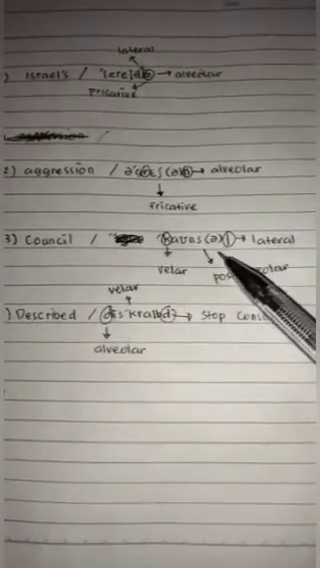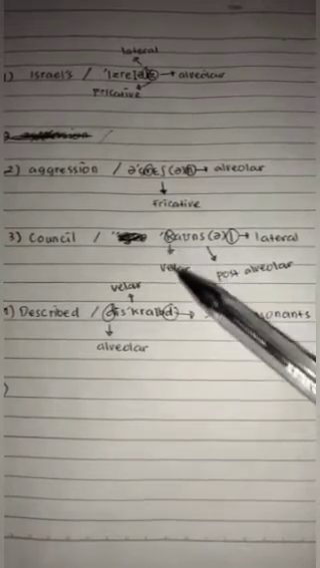Third, counsel. Place of articulation of k is velar and s is alveolar, and manner of articulation of l is lateral, and stress pattern is counsel. The last, described. Place of articulation of k is velar and d is alveolar. Manner of articulation of d is stop consonant, and stress pattern is described.